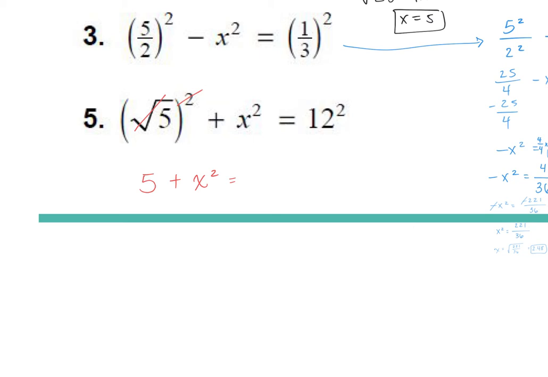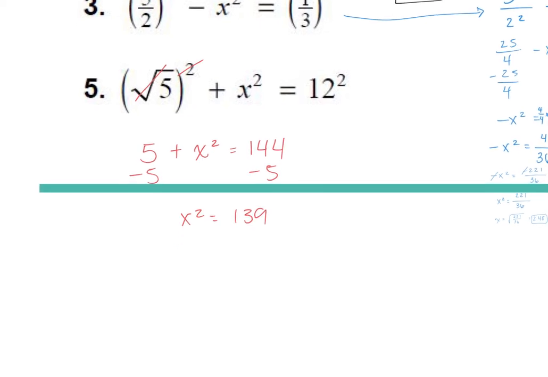Now, 12 squared, we're just going to write as what? What's 12 squared? Who's good with their exponents? Samantha? 144. Very good. How do we solve for x? Well, we need to get rid of that 5. How are we going to do that? David? Thank you, David. So we've got x squared equals 139. What do we do next? Good. We take the square root of both sides.